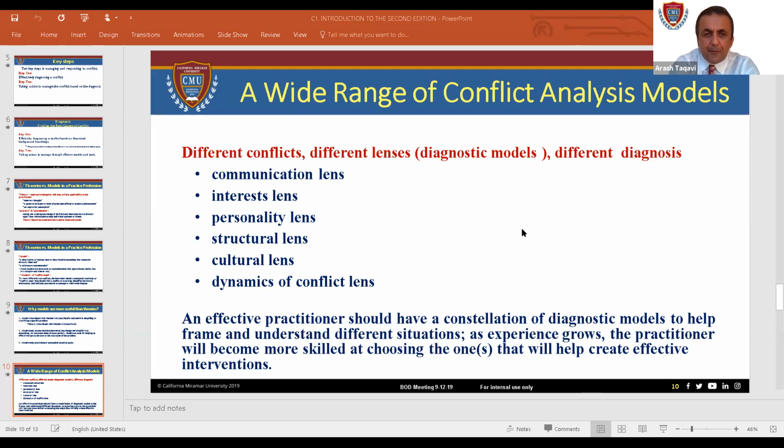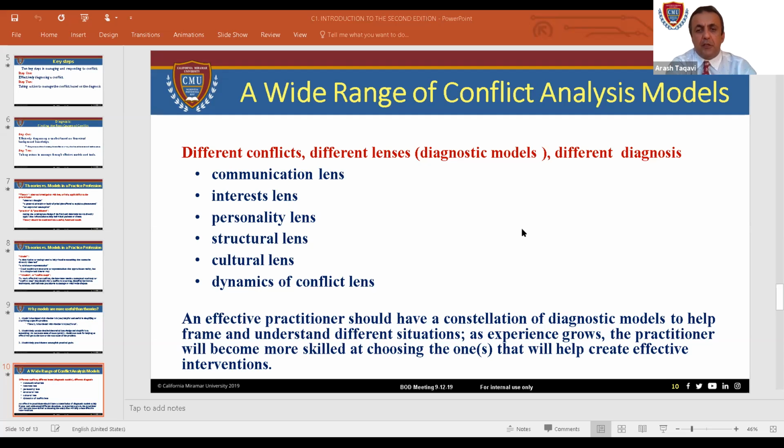And finally, the dynamics of conflict lens. We are using the same conflict lens, the same diagnostic model for resolving our conflict. But the dynamic, the give and take, and the speed and the forces involved in how to resolve the problem is different. So we should use the dynamics of conflict lens.